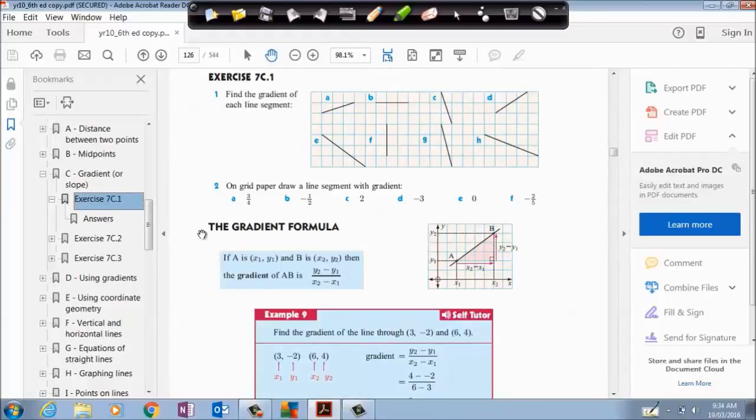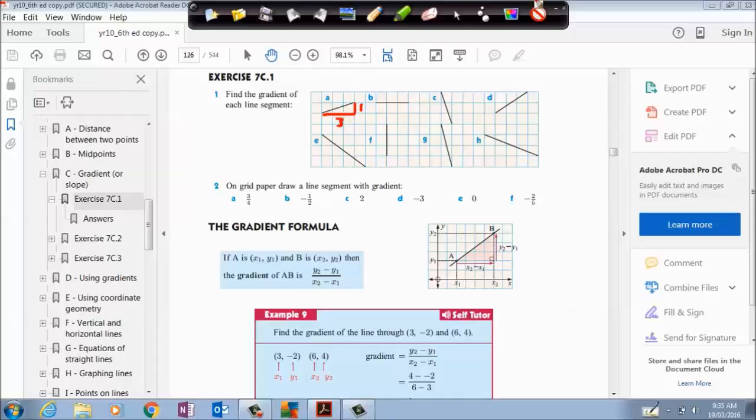Just to highlight some problems that I often find with students is that they don't select the correct triangle. Take for example this first one in part A. You want to select this triangle here because it matches exactly on the grid on the corner of a square. So you can easily see the rise is 1 and the run is 3.